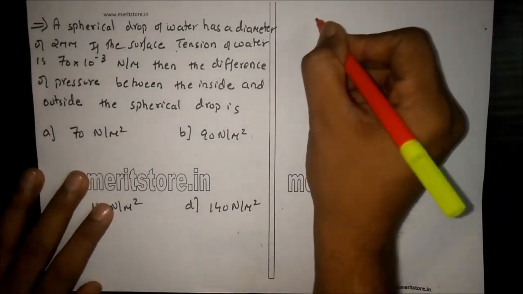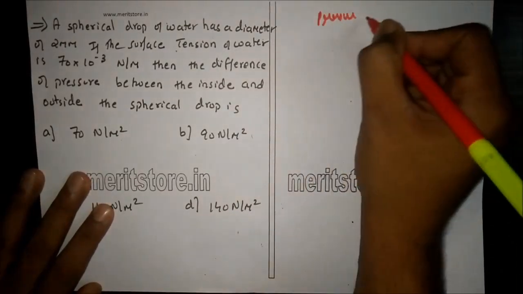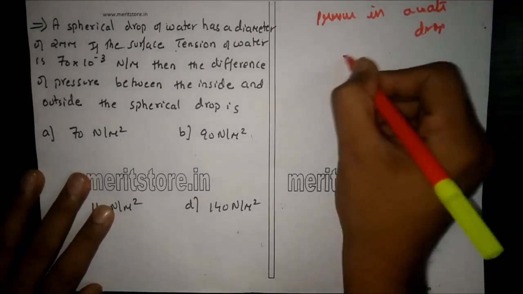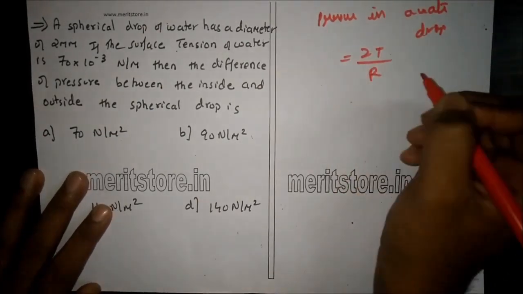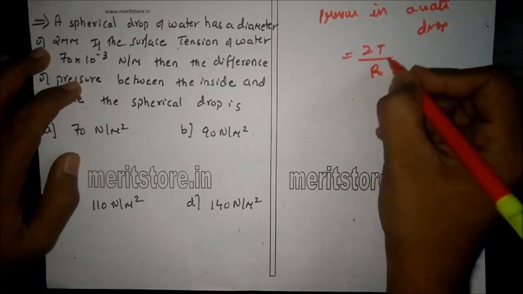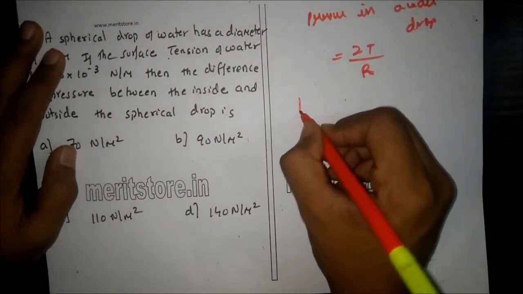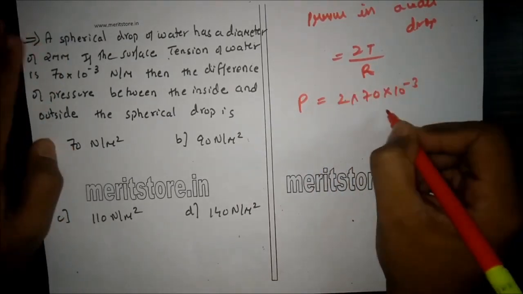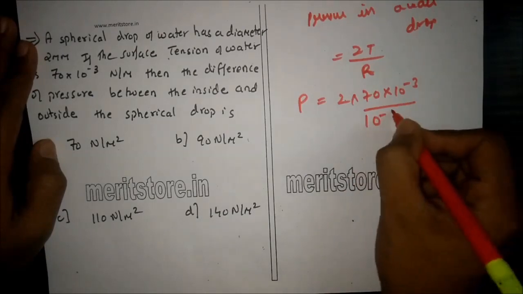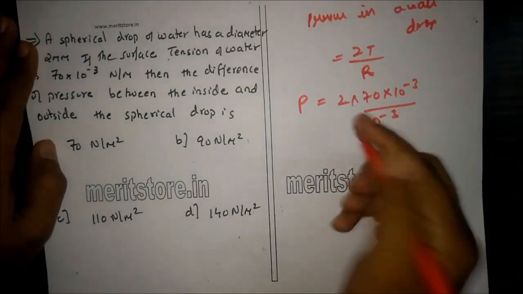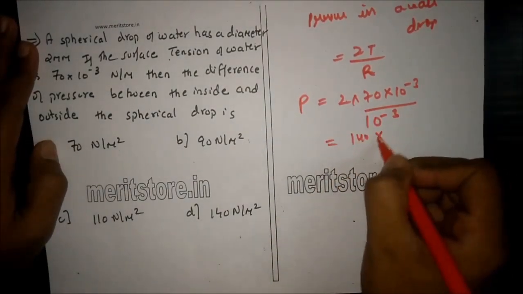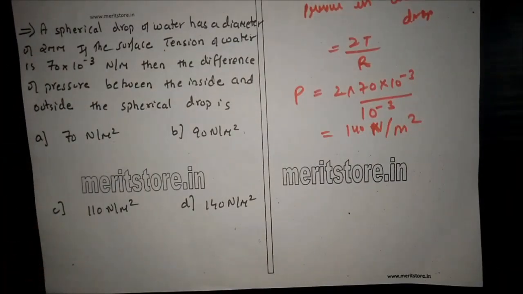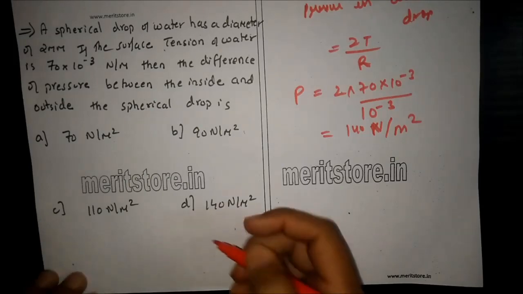Now, the excess pressure in a water drop is given by the formula 2T upon R. So all we got to do is substitute the values of T and R and we'll get the answer. Therefore, pressure is equal to 2 into 70 into 10 raised to minus 3 upon 2 millimeter, which is 10 raised to minus 3. Therefore, we'll get the answer as 140 Newton per meter square. Therefore, here the correct answer will be option D.